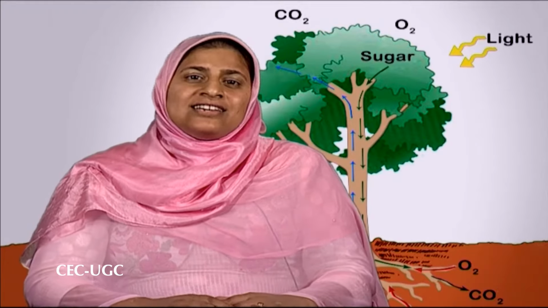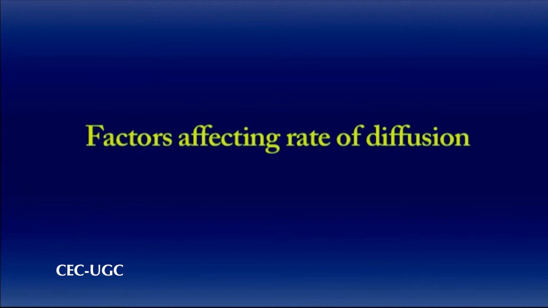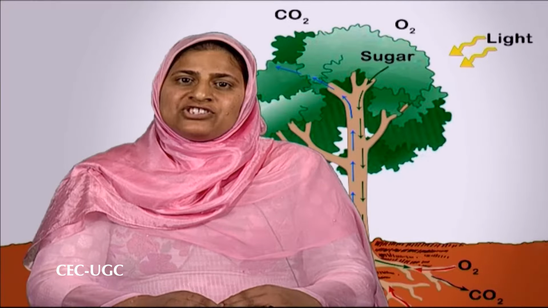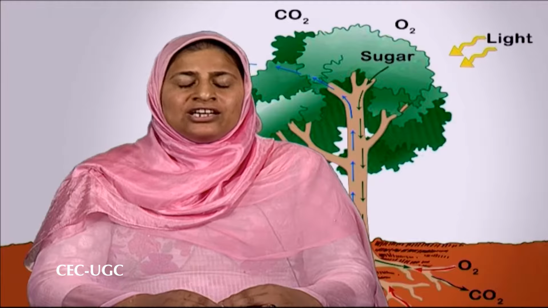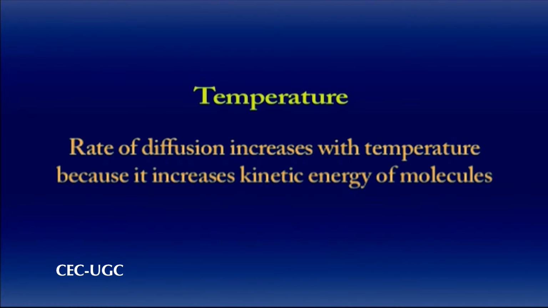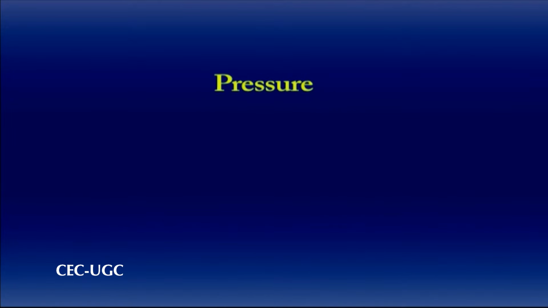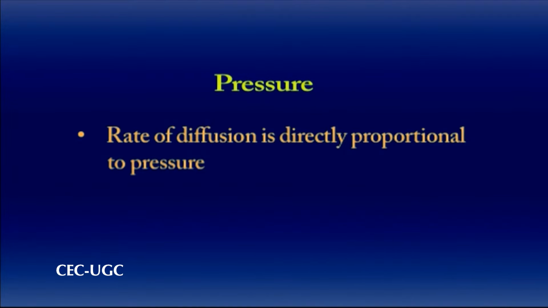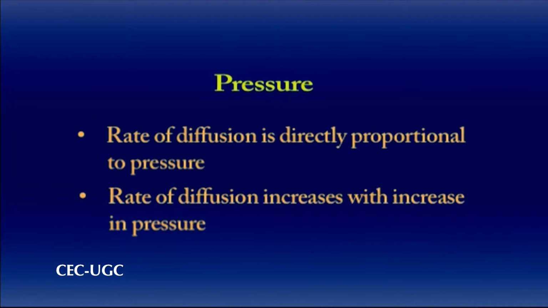Now friends, let's talk about the factors affecting the rate of diffusion. The various factors which affect the rate of diffusion include temperature. The rate of diffusion increases with the temperature because it increases the kinetic energy of molecules. The second one is pressure. The rate of diffusion is directly proportional to the pressure. So, the rate of diffusion increases with increase in pressure.